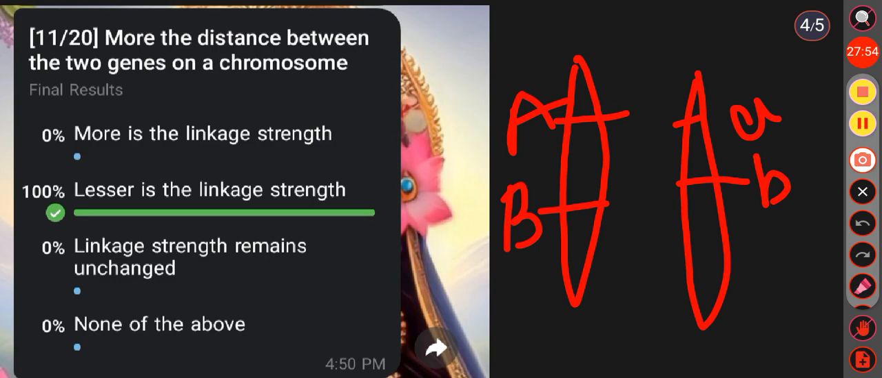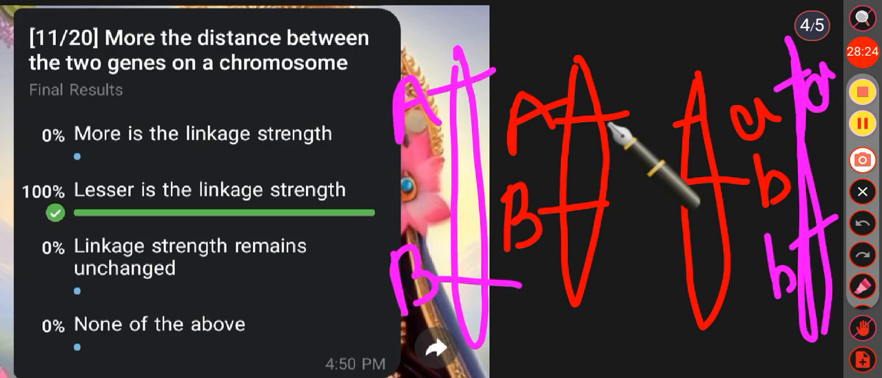What is linkage? We know it is the physical association of the genes that are so close together that they do not separate during meiosis. And what is the strength of the linkage? Remember that the strength of the linkage between the two genes is inversely proportional to the distance between them. It means the greater the distance between two genes, the lower the strength of the linkage.